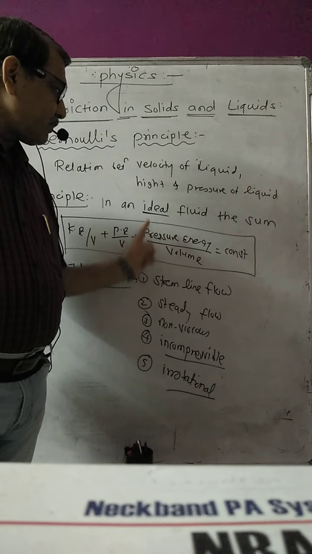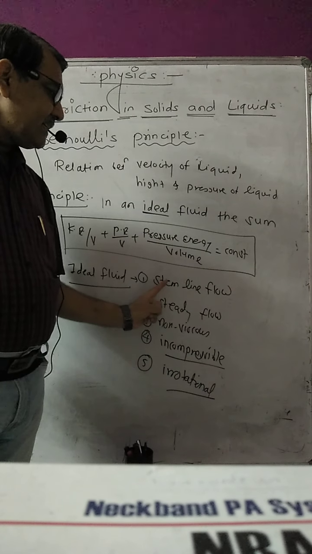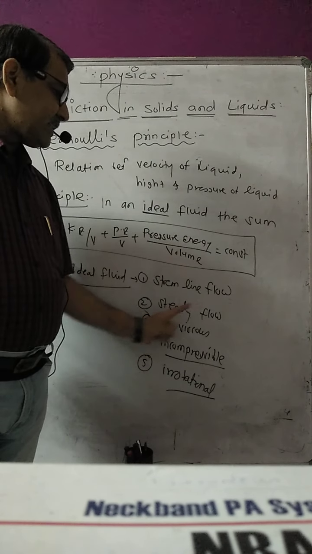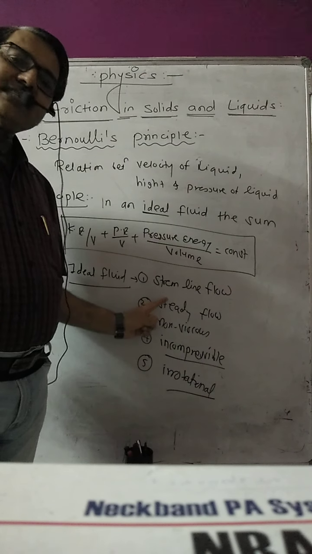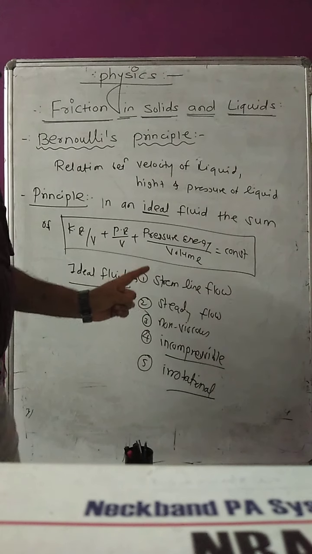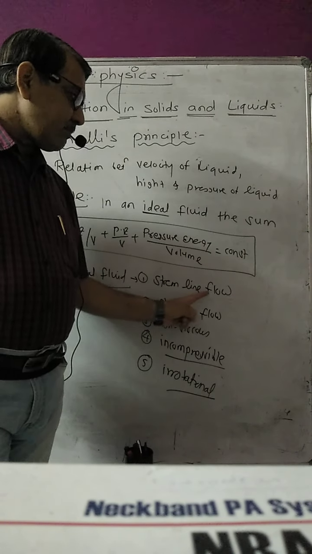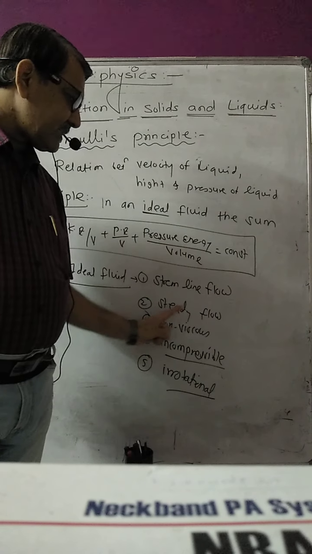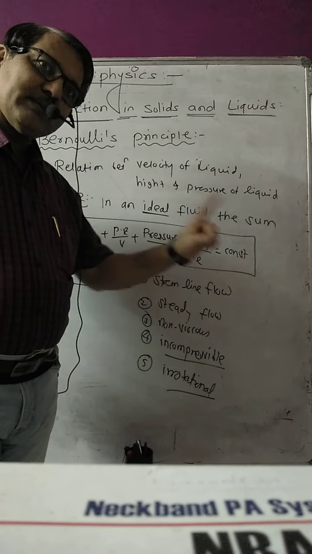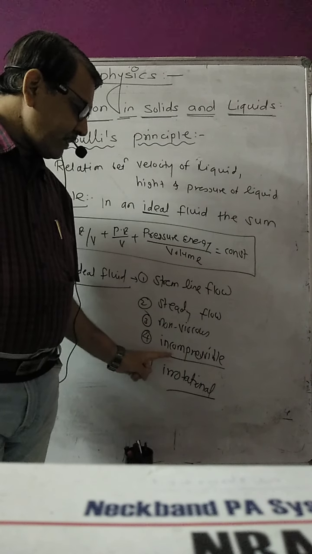Again I will explain. For which fluid has he given that principle? For the ideal fluid. An ideal fluid is streamline flow and steady flow. Streamline means the velocity of the fluid should be less than the critical velocity, and the Reynolds number should be less than 1000. In steady flow, the velocity of the fluid remains constant throughout its motion. Non-viscous means viscosity should be 0.